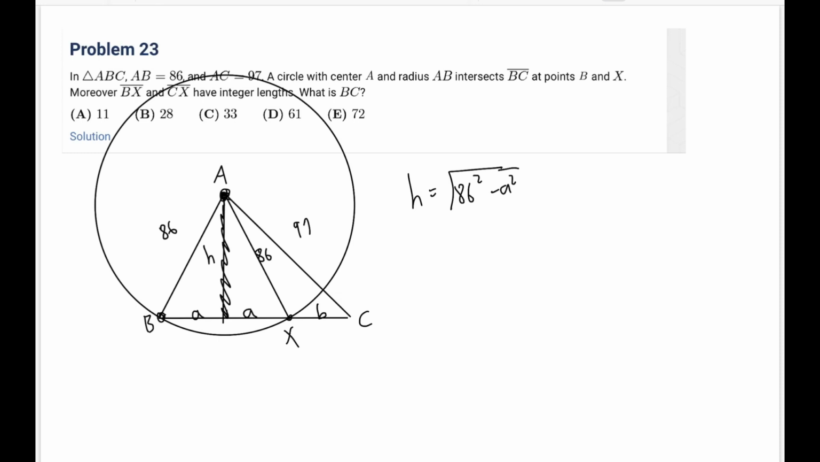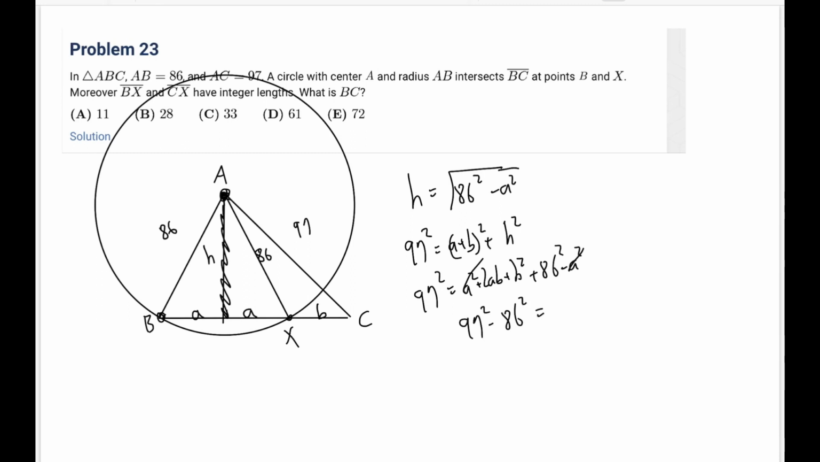And then if we use this triangle, 97 squared equals (A plus B) squared plus H squared. 97 squared equals A squared plus 2AB plus B squared, plus 86 squared minus A squared. So these two cancel. And then 97 squared minus 86 squared equals 2AB plus B squared. This is B times (2A plus B). And then this would be 97 minus 86, so that will be 11, times 97 plus 86, 183.